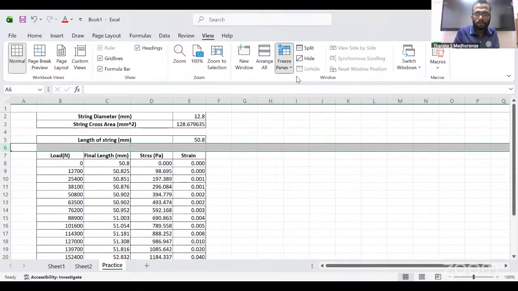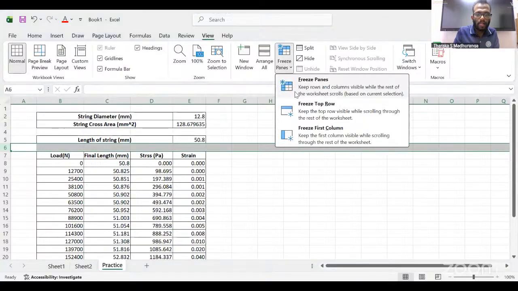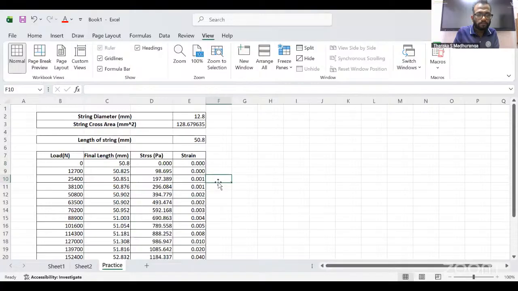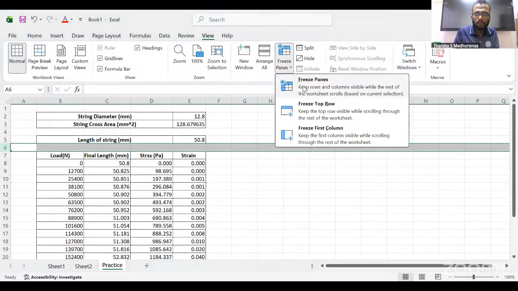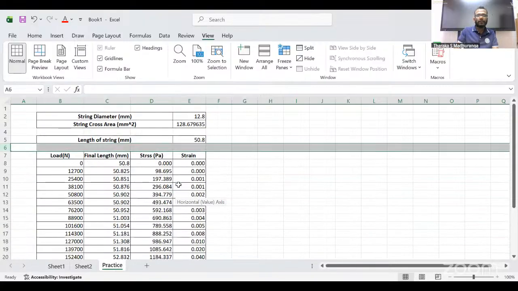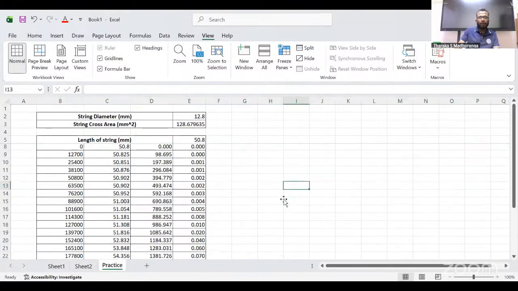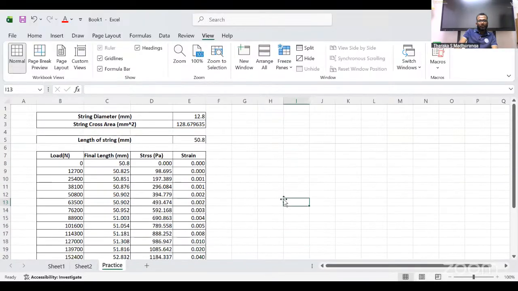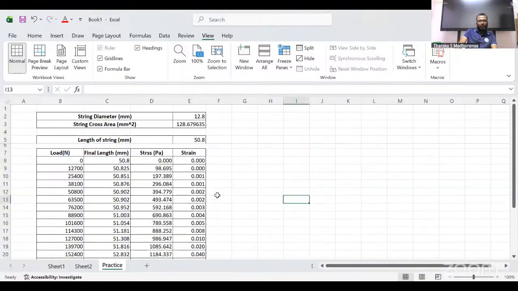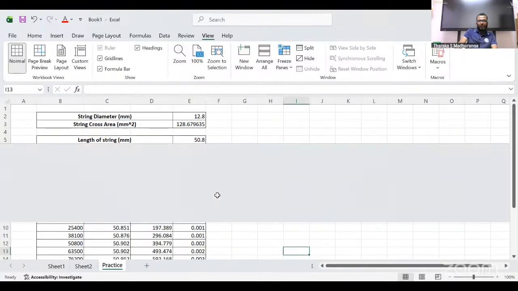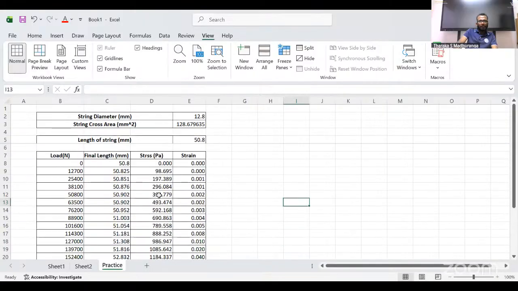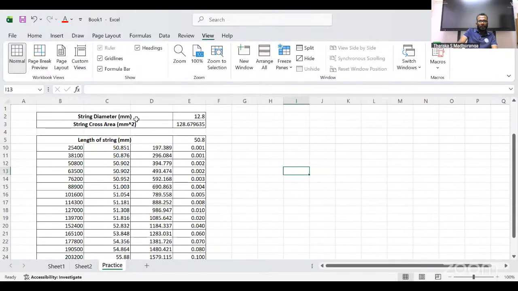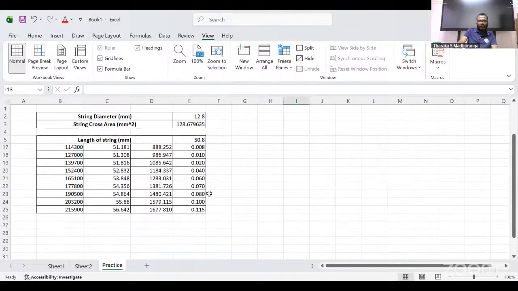I think the first one. This one. Okay. It is frozen now, right? I mean, the above part is not scrolling. Not scrolling. Then we can easily analyze, right? Easily analyze.